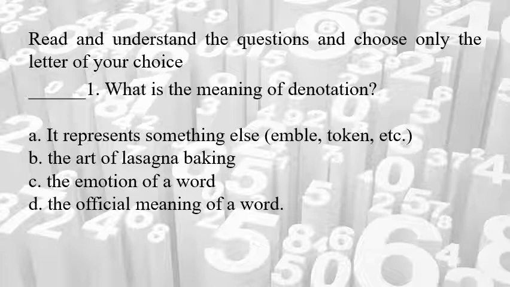So now with your pen and paper, read and understand the questions and choose only the letter of your choice. Number 1. What is the meaning of denotation? Is it A, it represents something else? B, the art of lasagna baking? C, the emotion of a word? Or letter D, the official meaning of a word? If you answer letter D, the official meaning of a word, then you are correct.